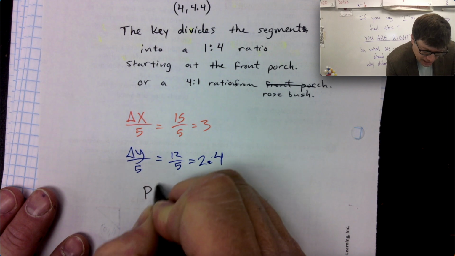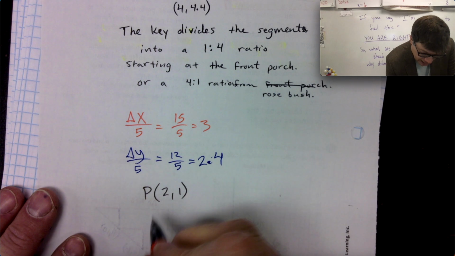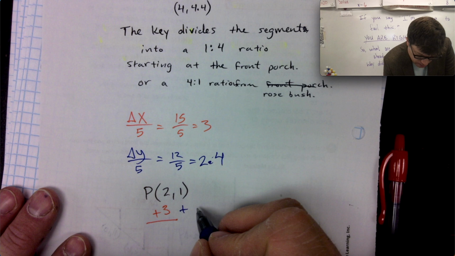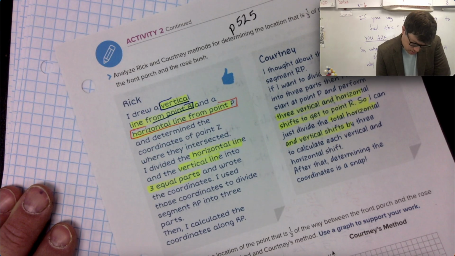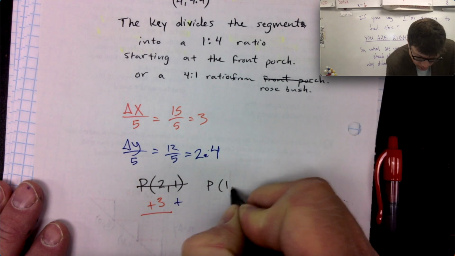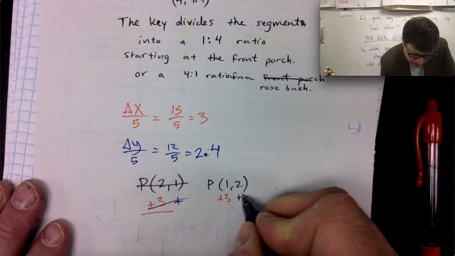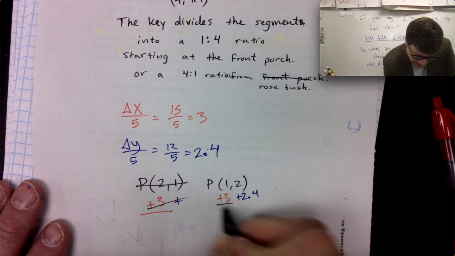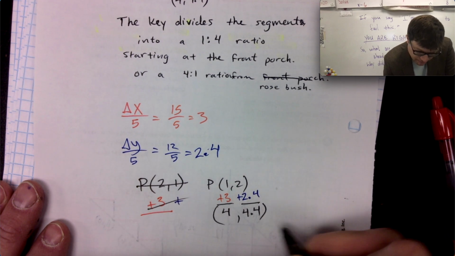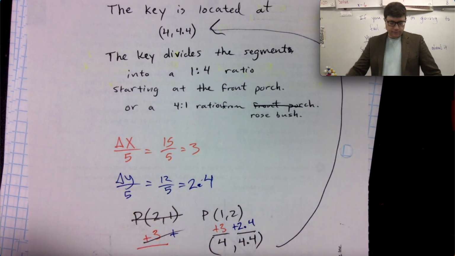Then I'm going to take point P located at 2, 1. And I'm going to add 3 and add, is that backwards? I've got that backwards. I've got the coordinate backwards. Oh my good gosh. At 1, 2. I'm going to add 3 and I'm going to add 2.4. And by adding 3 and adding 2.4, I have the location of the key at 4, 4.4.